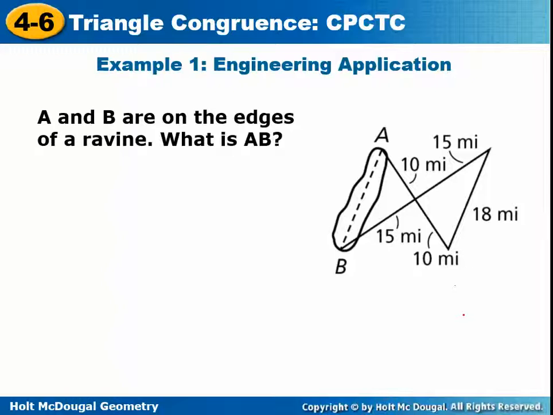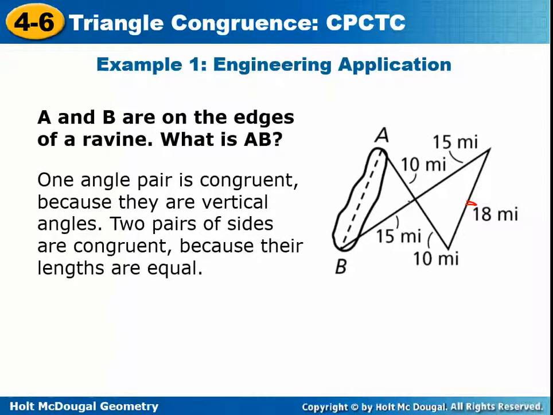All right, here's a little example of this. It says that A and B are on the edges of a ravine, which is just like a steep cliff looking down. What is AB? What is the length of AB? So let's see. If we could somehow prove that these were congruent triangles, then I would know it would be a corresponding part to this other triangle over here that the length is given.